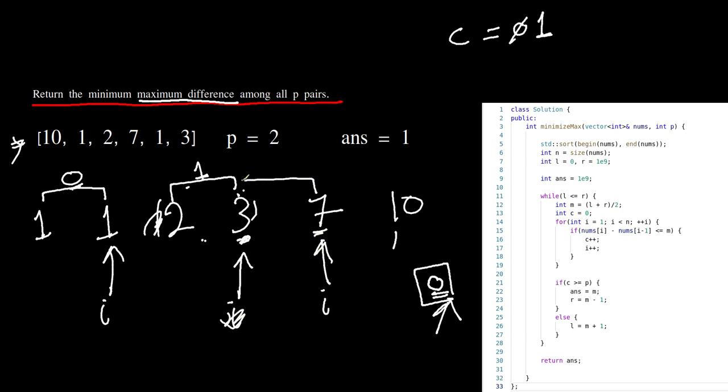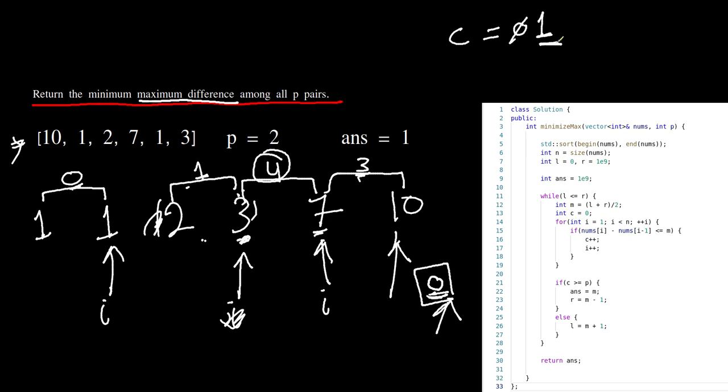We compare 7 with 3. 7 minus 3 is 4. 4 is greater than 0. This is also an invalid pair. Then again we move I to the next one. 10 with 7, the difference is 3, which is greater than 0, so this pair is also invalid.